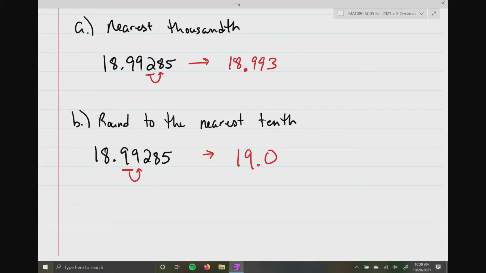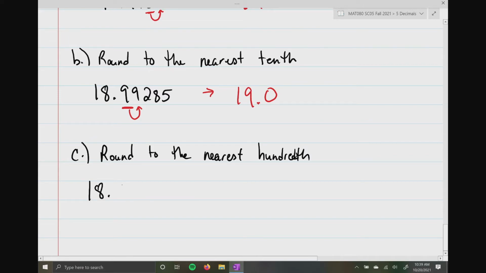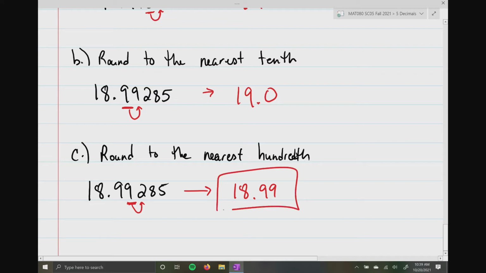All right. And the last one, I might as well do this. Round to the nearest hundredth. Well, like always, I rewrite the number. I underline the second 9 because that's the hundredth position. I look to the right. That's a 2, and that's definitely smaller than 5. So the 9 stays the same. 18.99. Good?